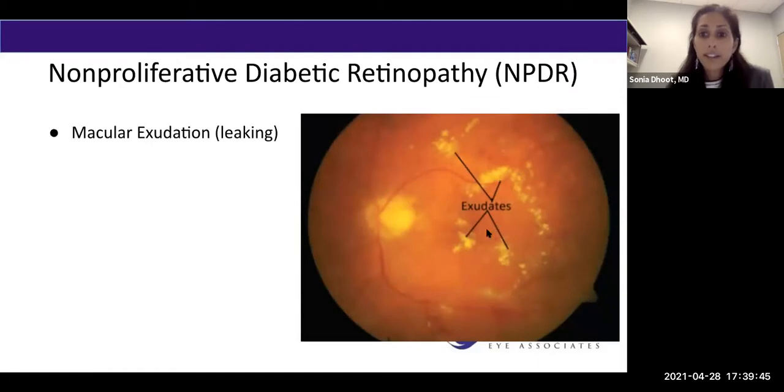So exudates are these little yellow things. They're much easier to see. And that's fat that's supposed to be inside the blood vessels. But because those blood vessels are damaged, that fat basically burps out into the retina. And we see it as those little yellow spots that we call exudates.